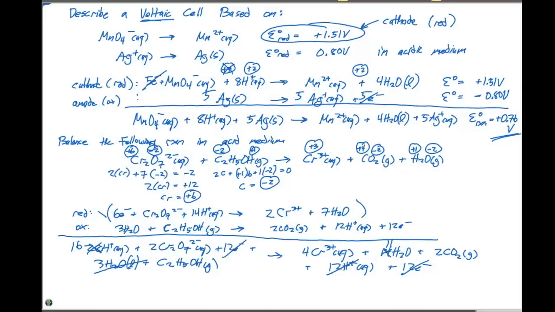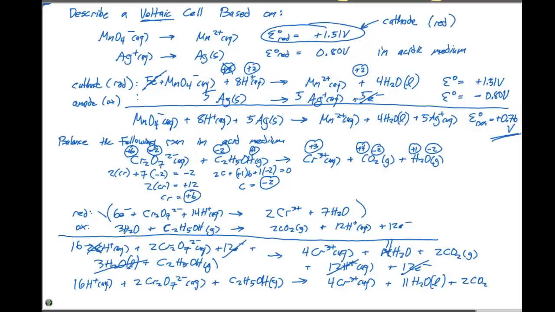And our overall half reaction in acidic medium would be 16 H+ in aqueous solution plus 2 Cr2O7 2- plus C2H5OH. This is as a gas, giving us 4 Cr3+ in aqueous solution plus 11 waters plus 2 CO2 as a gas.